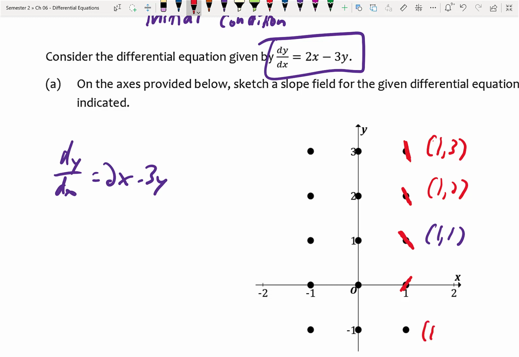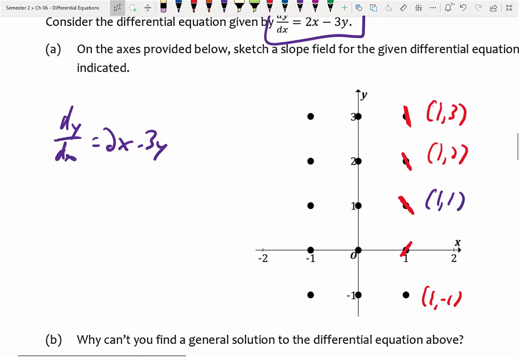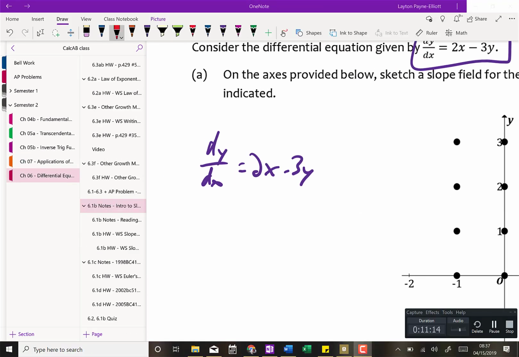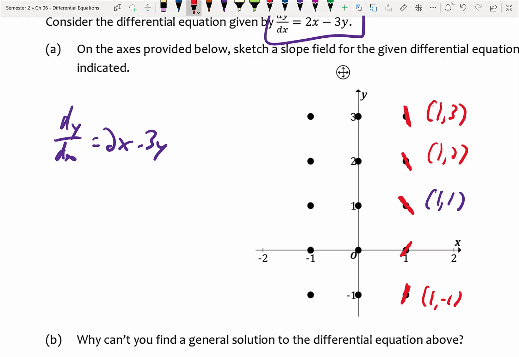And then this is 1, negative 1. So when I plug that in, I get 2 plus 3. I get 5. That should be even steeper than up above. So that's like that. Okay, now I am going to pause it. Beep, resume. If I go along the y-axis where x is 0, then this should be a little bit better. This is 0, 0. And 0, negative 1 is going to be x is 0 minus a negative 1 means I have a slope of 3, so that's kind of steepish.